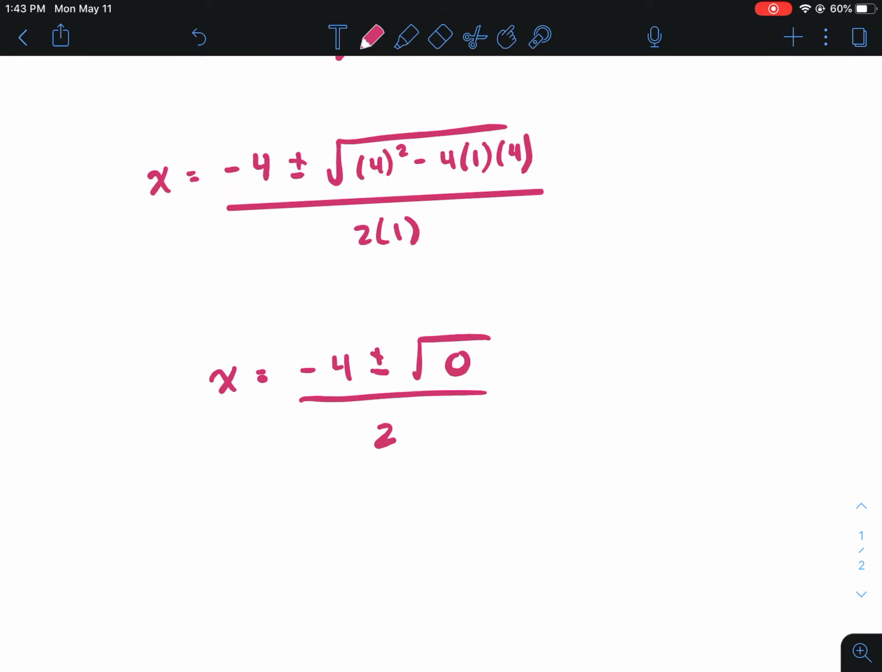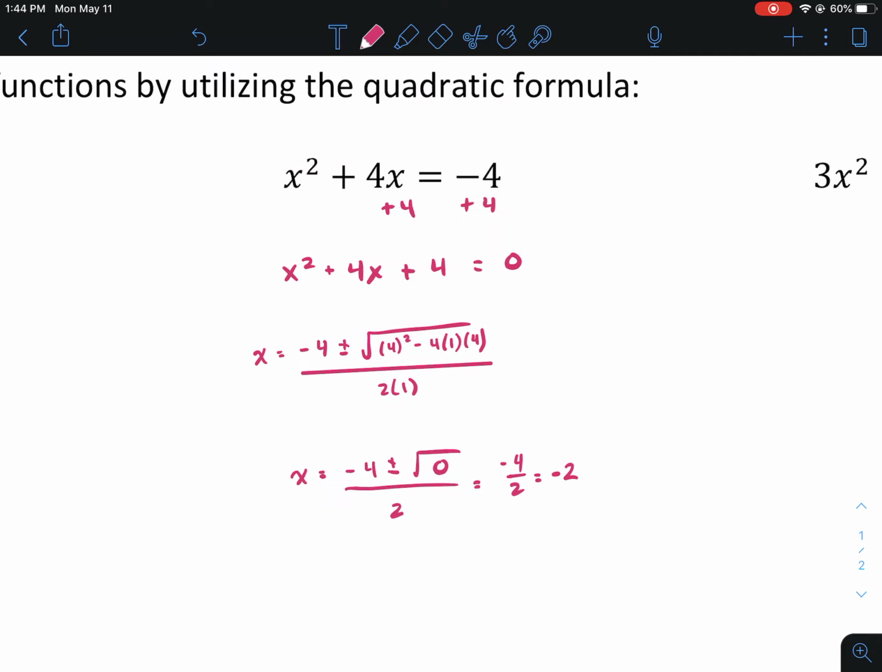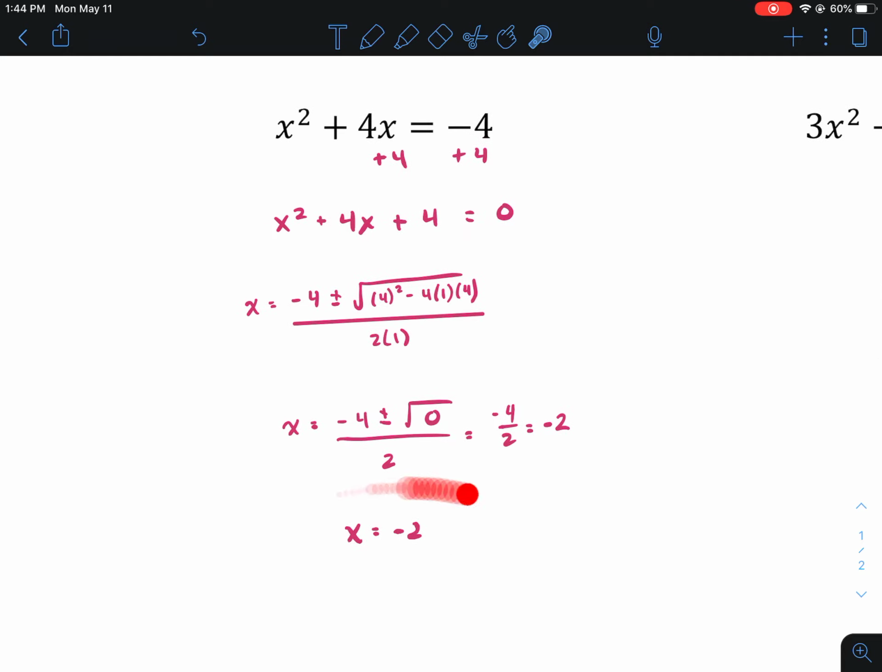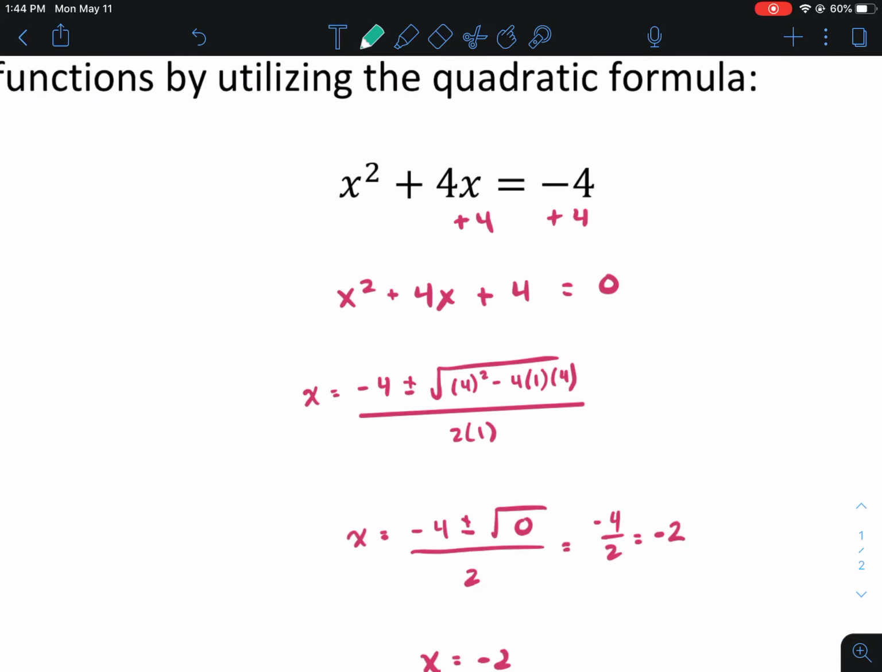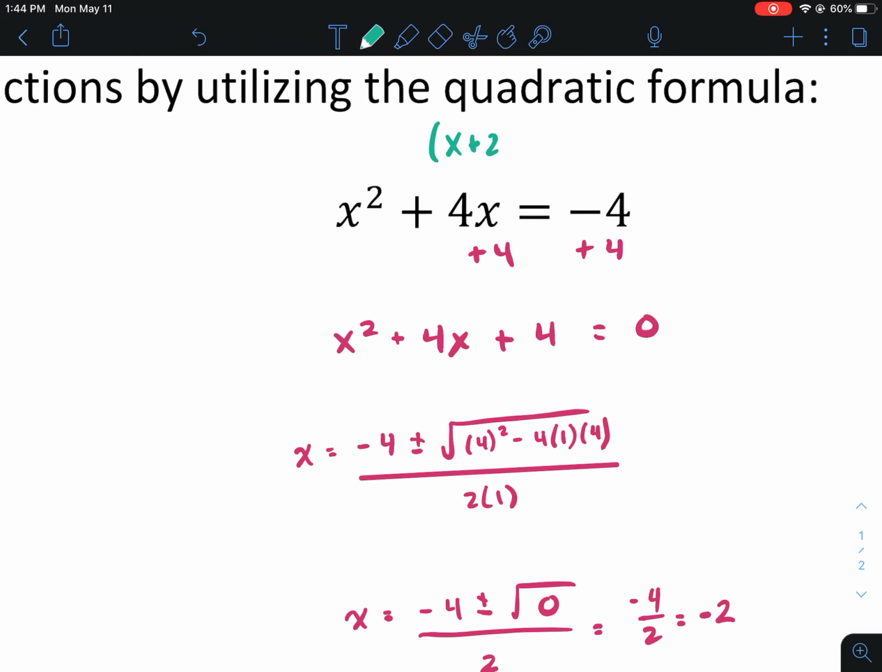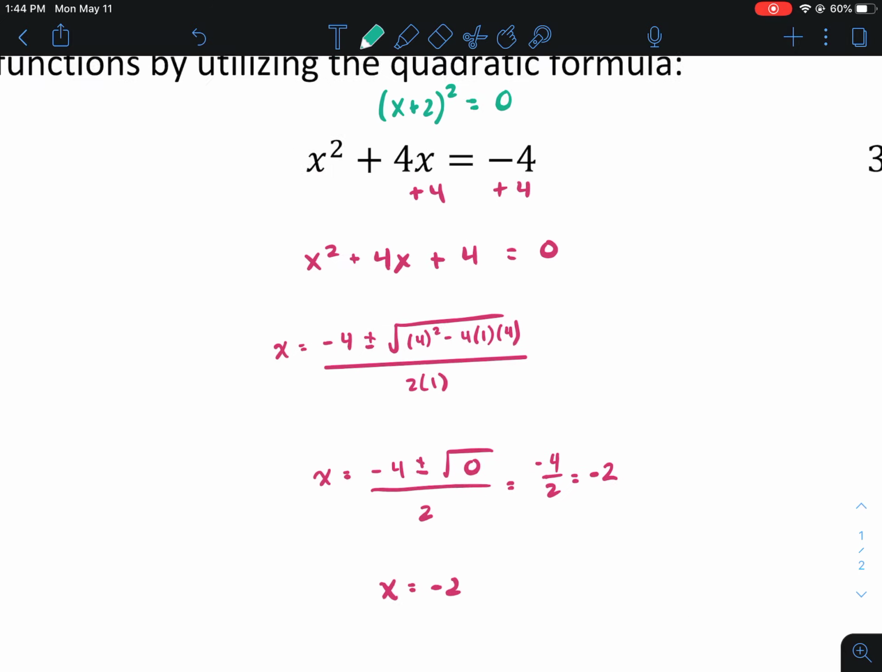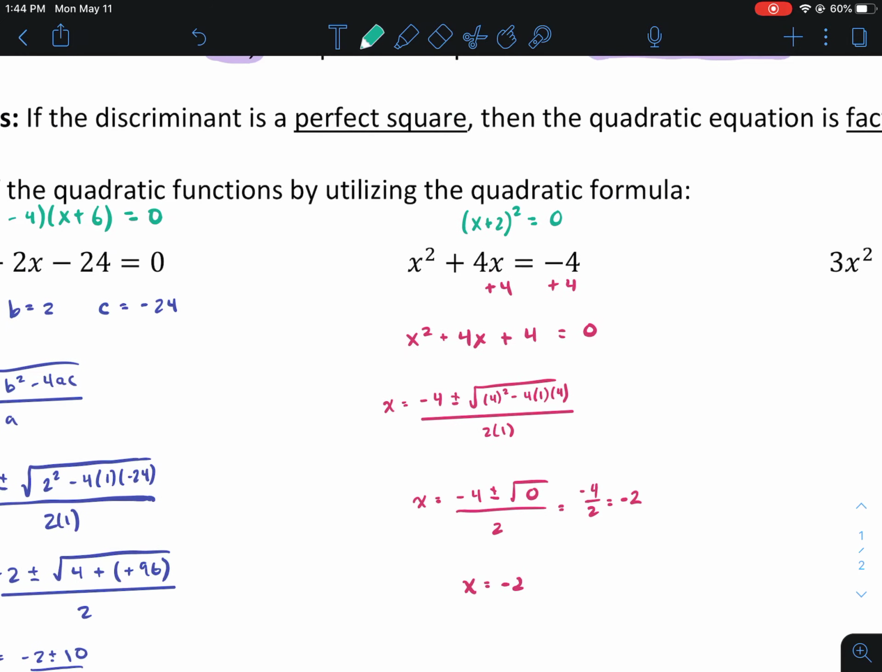So this actually only has one solution, negative 4 over 2, which is just negative 2. So x is equal to negative 2, which means that this quadratic has one x-intercept, one solution at negative 2, which means this is also my vertex, that x-intercept, okay? And if you factored this, you would have gotten x plus 2 squared equals 0, which gives you the same solution, okay?